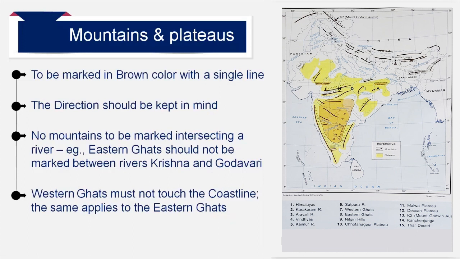While drawing the Western Ghats, you must not touch the western coastline. Deccan Plateau must be drawn within Western Ghats and Eastern Ghats in orange color. Chota Nagpur is drawn near the tributary of Damodar River along the Tropic of Cancer.